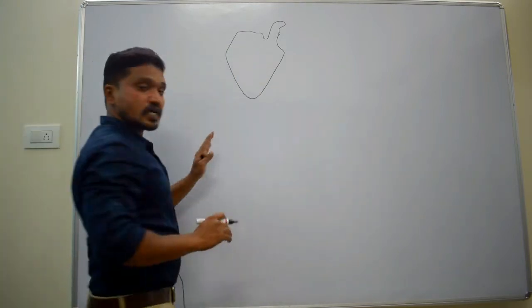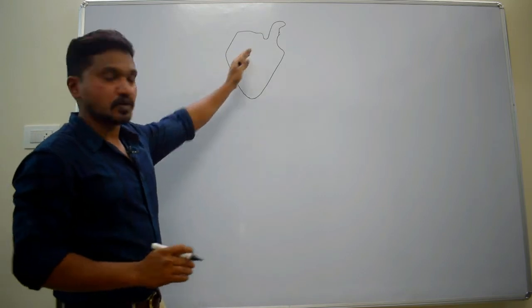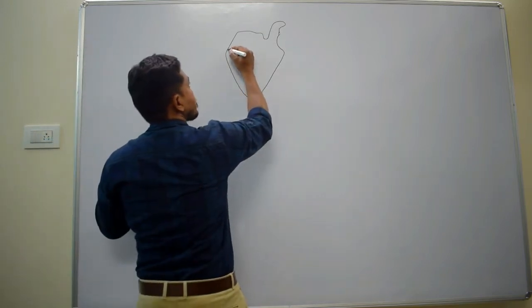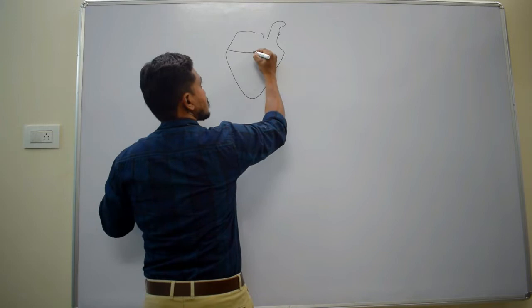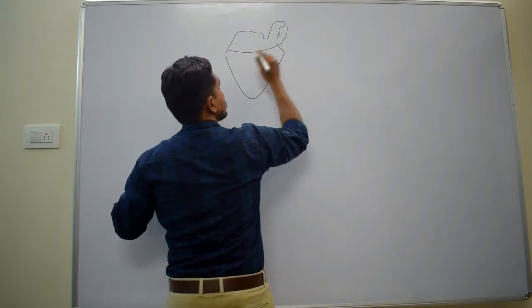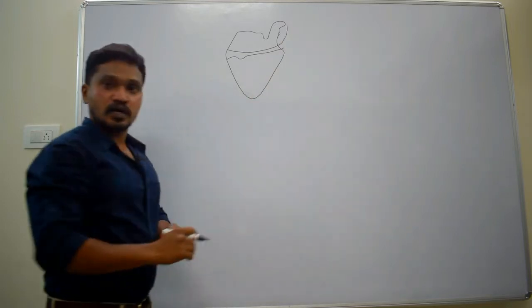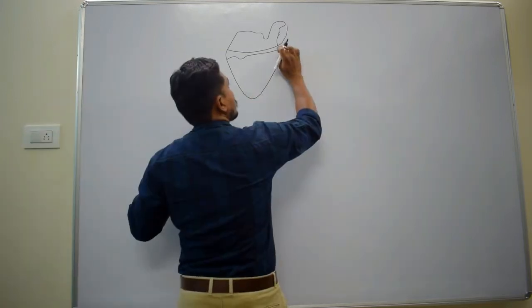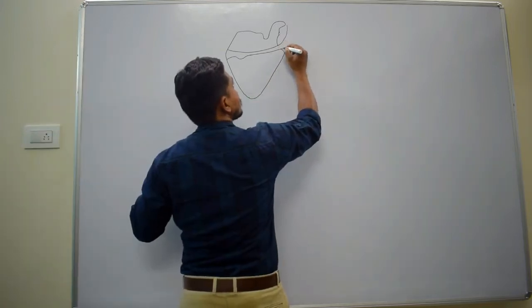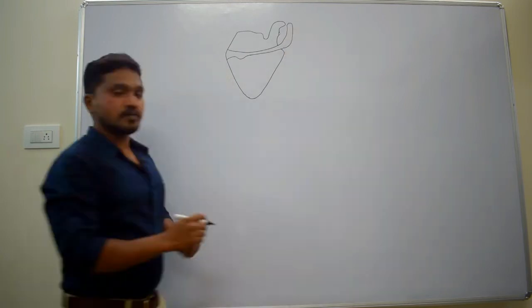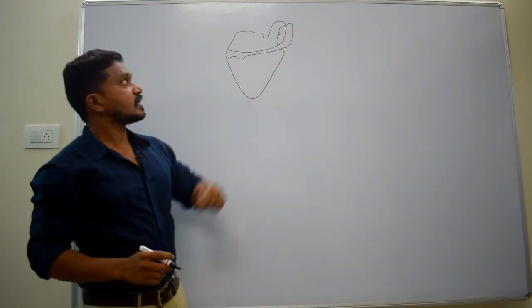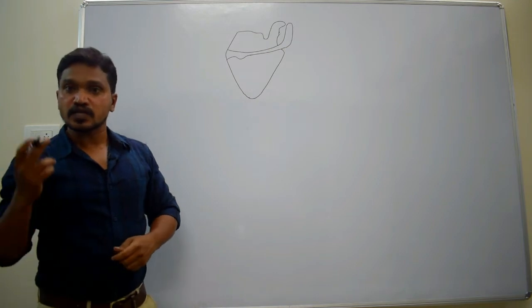Then, since we are seeing the posterior aspect of the scapula, here we can find the spine. What is the spine? Spine of scapula. So, this is the spine of scapula. In the lateral part, it becomes the acromion process. So, this is the acromion process. Then, what is this cavity? Glenoid cavity. Glenoid cavity articulates with what?